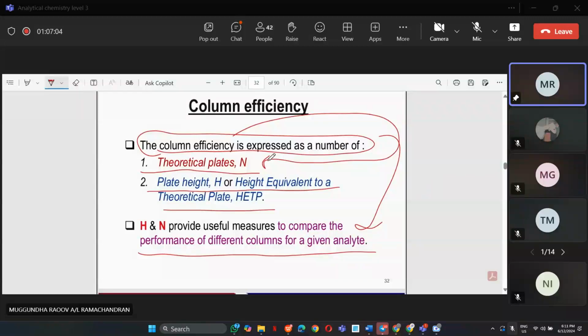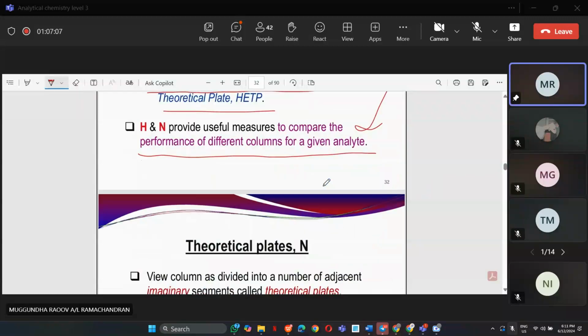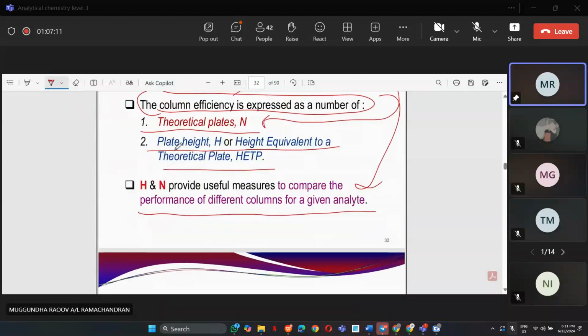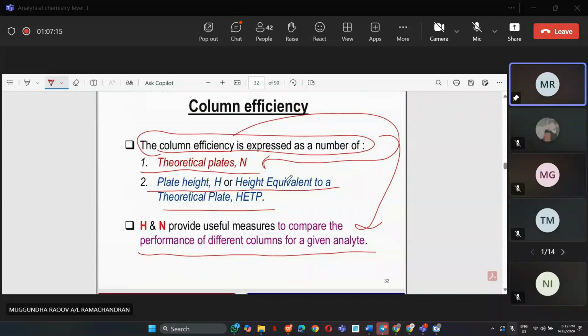So class, let me explain. What is the theoretical plate number and what is the plate height? Class, don't get confused. It's either plate height or height equivalent to a theoretical plate, HETP, but usually we use HETP.